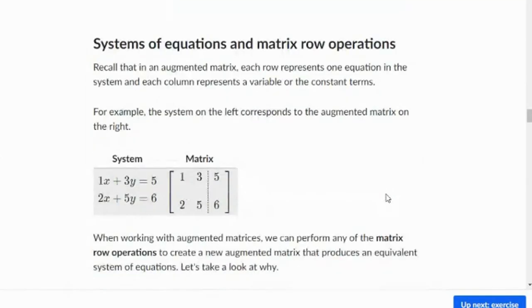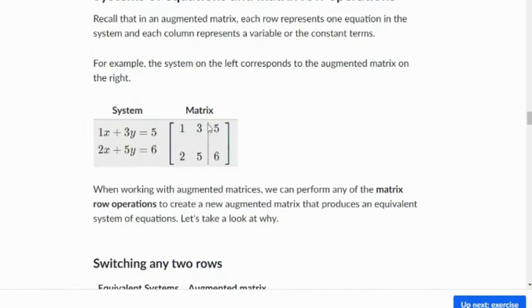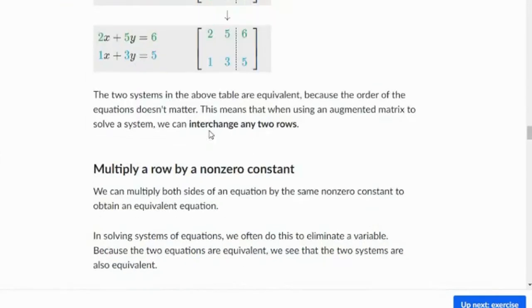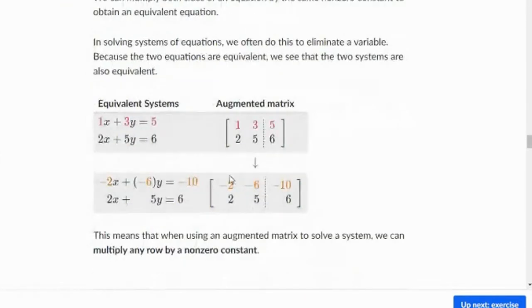All right. And then system of equations and matrix row operations. If we had this system, 1x plus 3y equals 5 and 2x plus 5y equals 6. Here's the matrix that represents that, 1, 3, 5. And notice they put this little dotted line just to show where the equal sign would be. So the system equation just helps us look at it and understand that these equal 5 and these equal 6. So they take that and they switch any 2 rows, multiply a row by a non-zero constant.